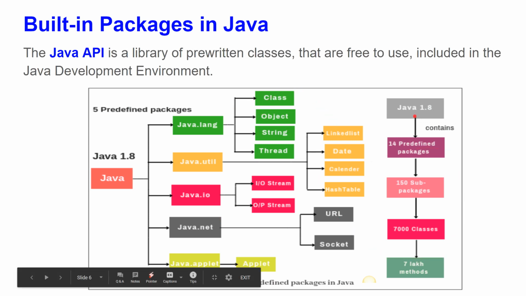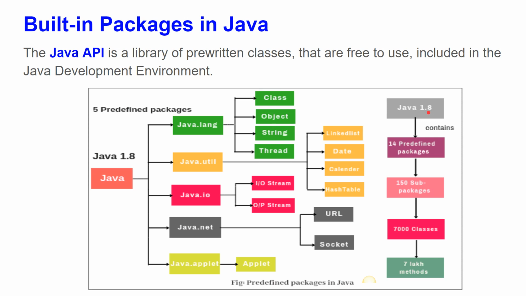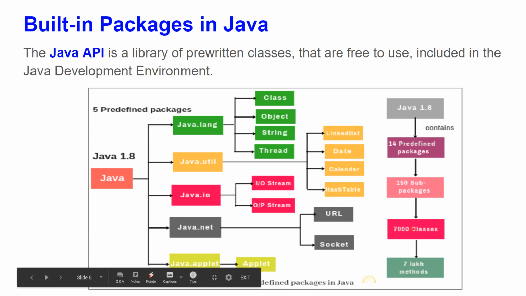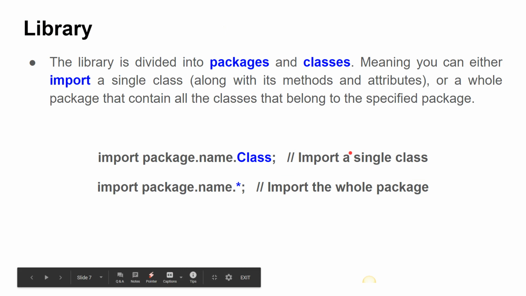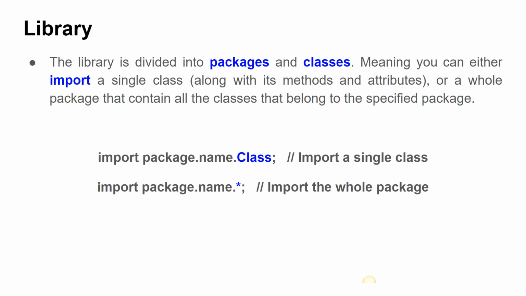Here, if you see this Java 1.8, that is JDK 1.8, it contains 14 predefined packages. That is the main folder. If you open this main folder, you can see 150 subfolders, that is, sub packages. If you open these sub packages, you'll see 7,000 classes, and these 7,000 classes contain 7 lakh methods. So the library is divided into packages and classes, meaning you can either import a single class or a whole package that contains all the classes that belong to the specified package.